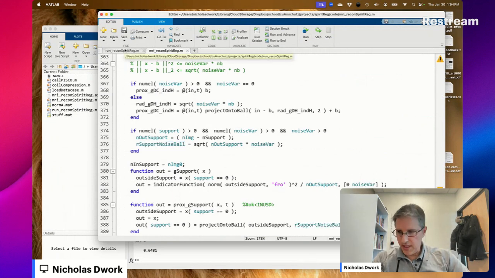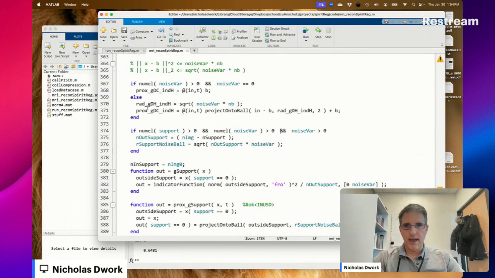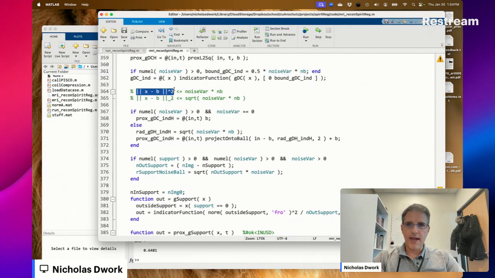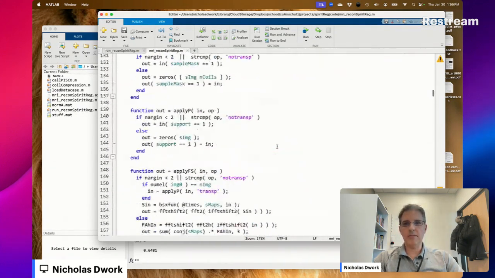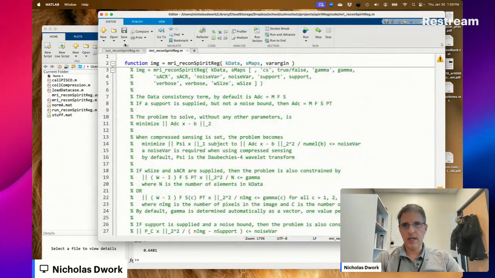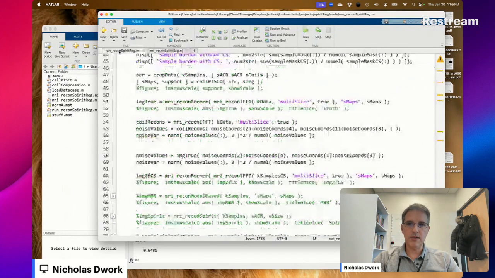Okay. If the A matrix was perfect, then yes, the L2 norm of AX minus B would be less than the noise variance times the number of elements. That would happen. But A is imperfect. So we need a bound. We need a reasonable bound on A. How do we get that?